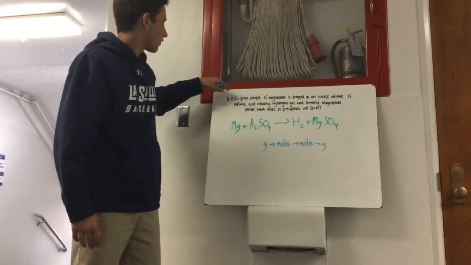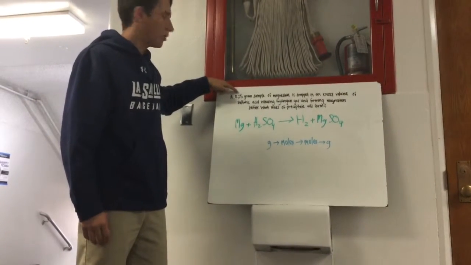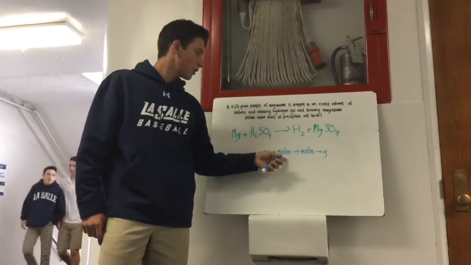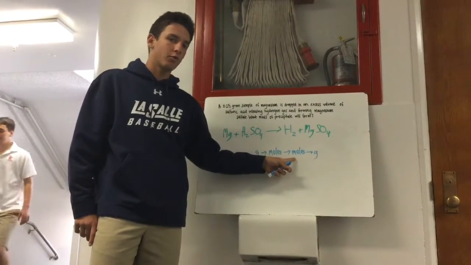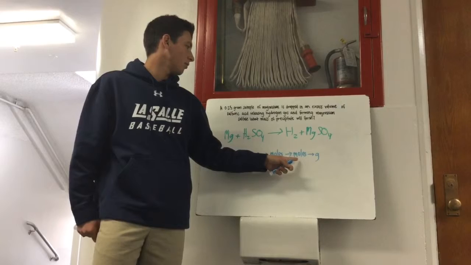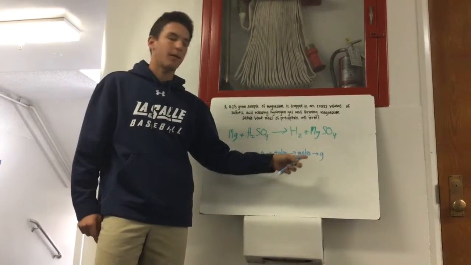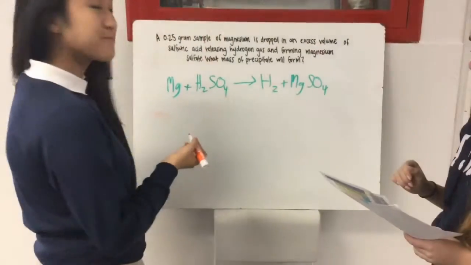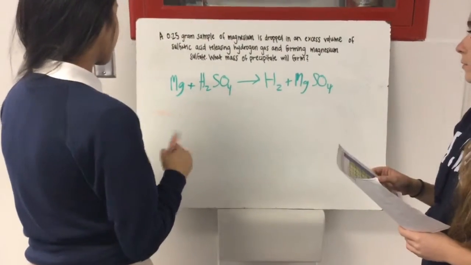Alright, so we have to start with what we know, which is 0.25 grams of magnesium. And then we'll convert it to moles. Convert it to moles through the mole ratio to get the moles of magnesium sulfate, and then convert it back to grams so we know the mass of the precipitate. Start the first part of the problem and convert grams to moles.